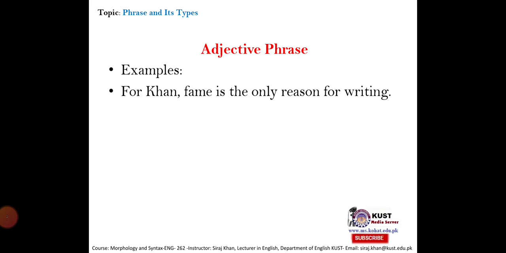Adjective phrases. An adjective phrase is a group of words that describes a noun or pronoun in a sentence. The adjective in an adjective phrase can appear at the start, end, or in the middle of the phrase. The adjective phrase can be placed before or after the noun or pronoun in a sentence. For example, for Khan, fame is the only reason for writing.